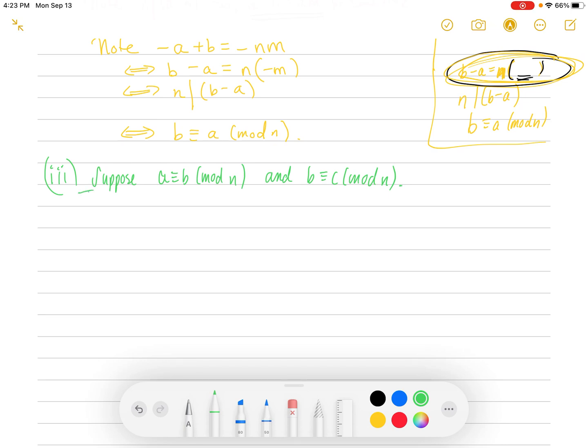Okay, let's unwind those definitions. So the first one tells us that n divides a minus b. And the second one tells us that n divides b minus c. Unwinding those definitions of divisibility, we have a minus b as, say, nm1, and the second one, b minus c, is nm2 for some integers m1 and m2.